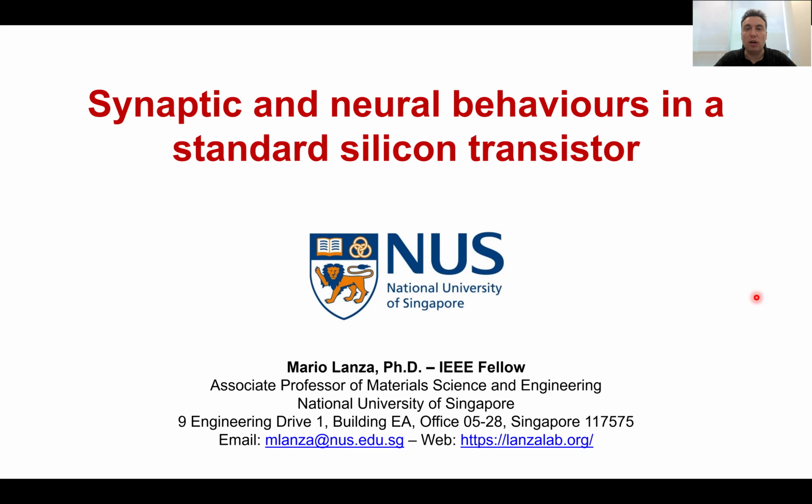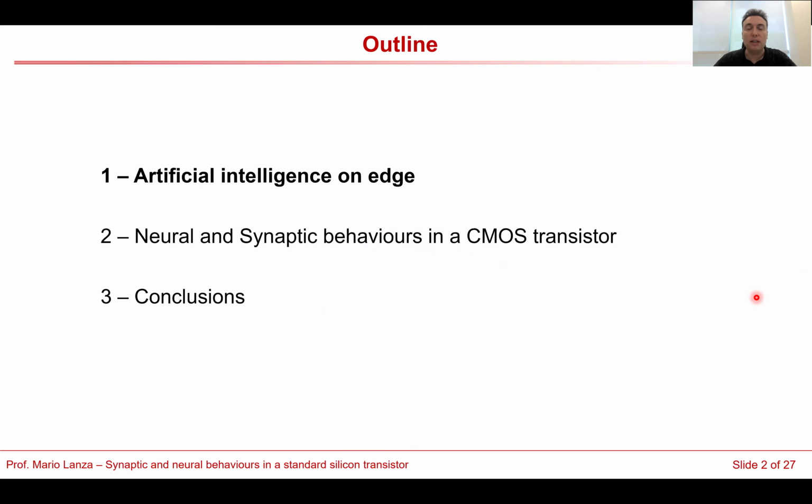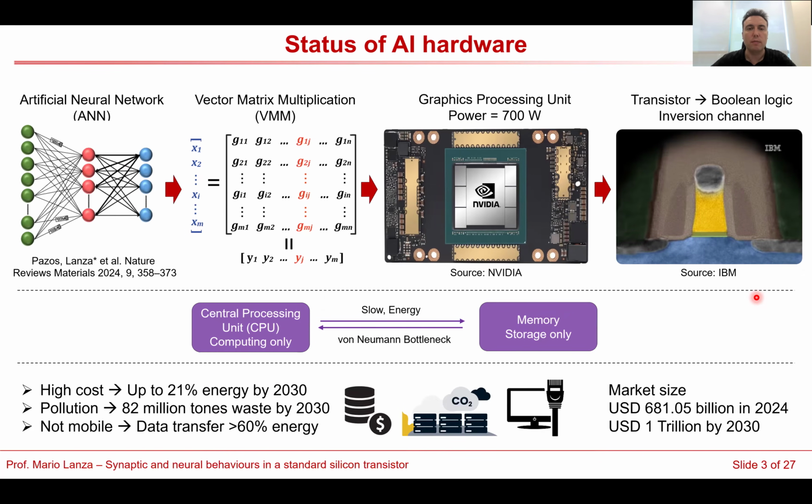Today, I would like to talk about a very important and timely topic in which we have been working over the past 2 years. Its name is synaptic and neural behaviors in a standard silicon transistor. This is the outline that I will follow during my presentation. First, I'm going to talk about the deployment of artificial intelligence on edge. And then I will present the neural and synaptic behaviors that we have measured in our standard CMOS transistors. And finally, I will make the conclusions.